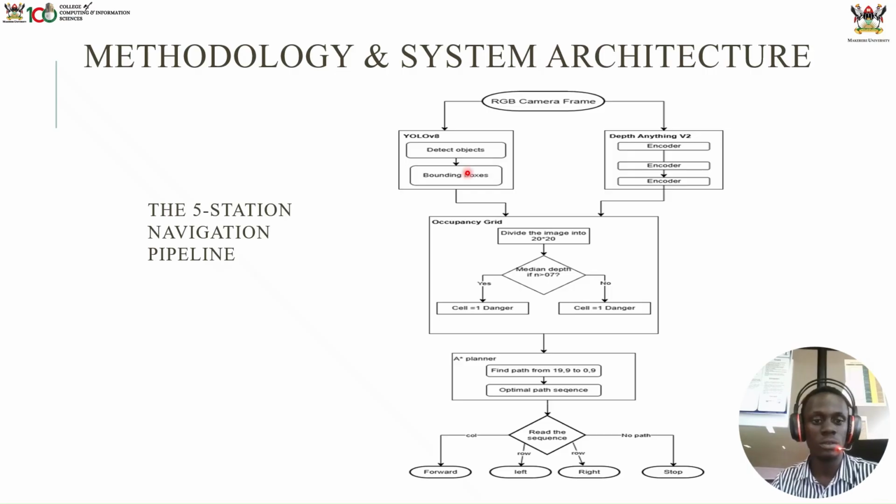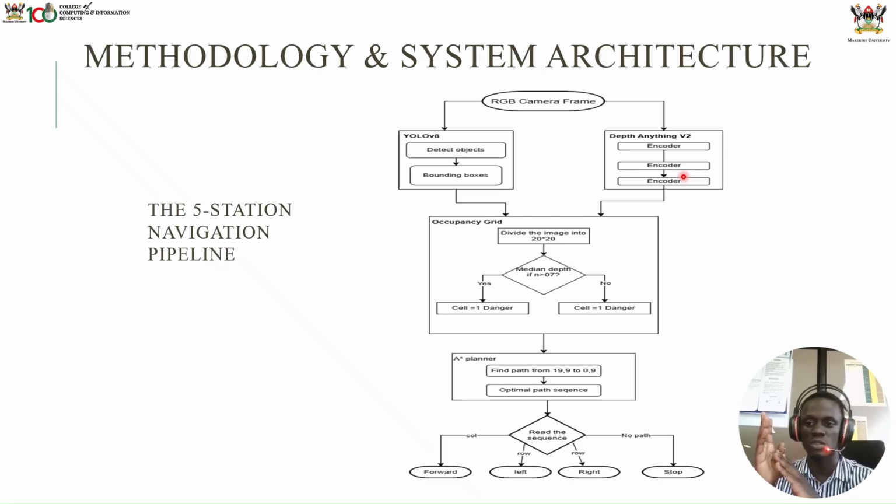Hi, my name is Akanga Andrew, and I'm going to be taking you through the methodology and system architecture. So our system is divided into a 5-station navigation pipeline. The first station is the YOLOv8. The YOLOv8 is going to identify the objects that are in the frame. So it's going to see this is a person, this is a seat, and so on, all the objects in that frame.